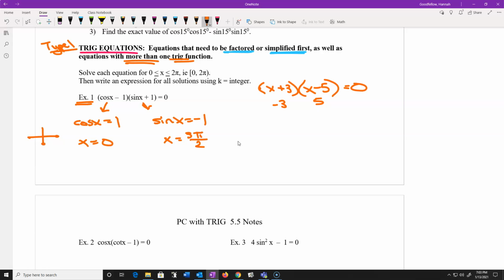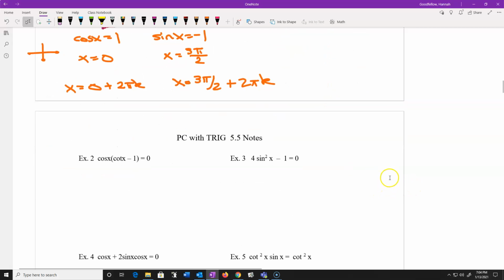Each one is written as its own general solution, since I can't make these two fall on top of one another. So each one is written individually: x equals 0 plus 2 pi k, and x equals 3 pi over 2 plus 2 pi k. The real thing you need to understand is that we separate the work and get solutions for either one, because either one of those could have turned to 0 and caused the multiplication between the two to become 0. So technically, finding roots is what's going on here.